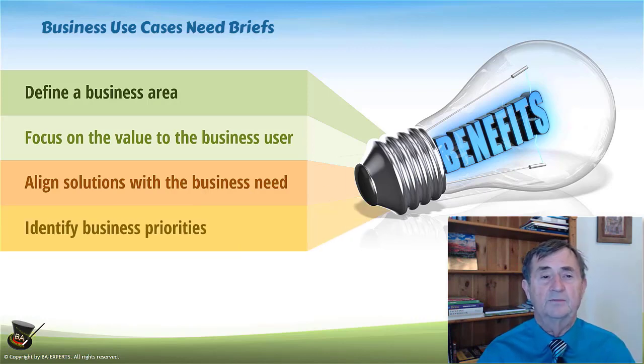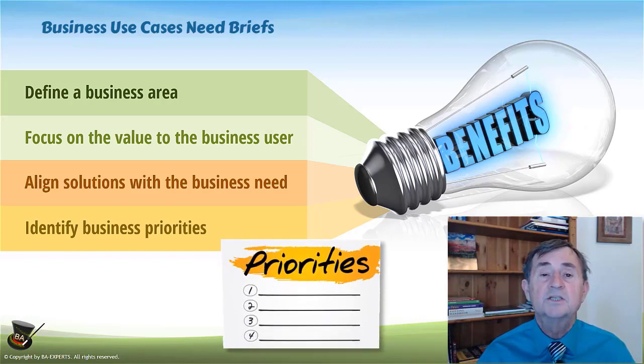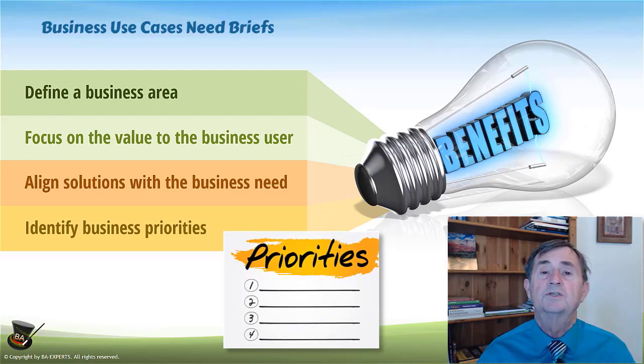Actually, if I was a product owner and you gave me a set of business briefs, use case briefs in the business use case structure, it would be a lot easier for me to look at that and define the business priorities for sequencing these use cases. Which ones do we need first? Which one is going to provide the value to the business community earliest?